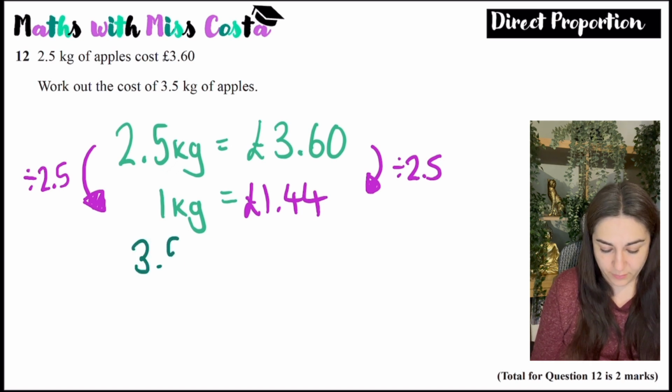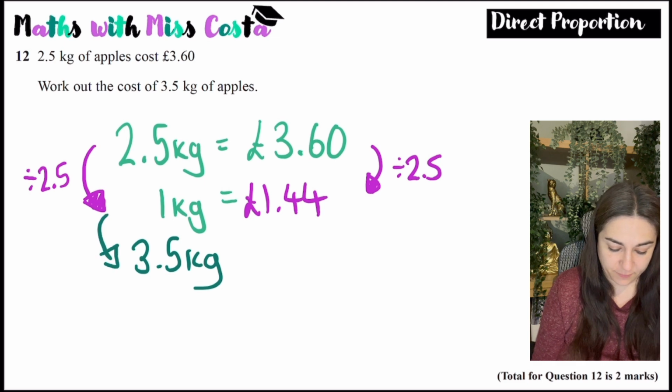I want to work out what 3.5 kilograms are. And how do I get from 1 to 3.5? I times by 3.5.